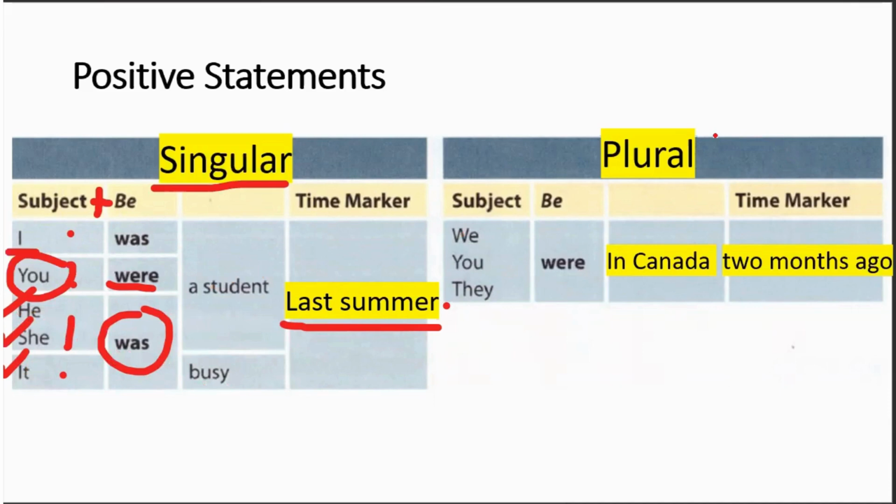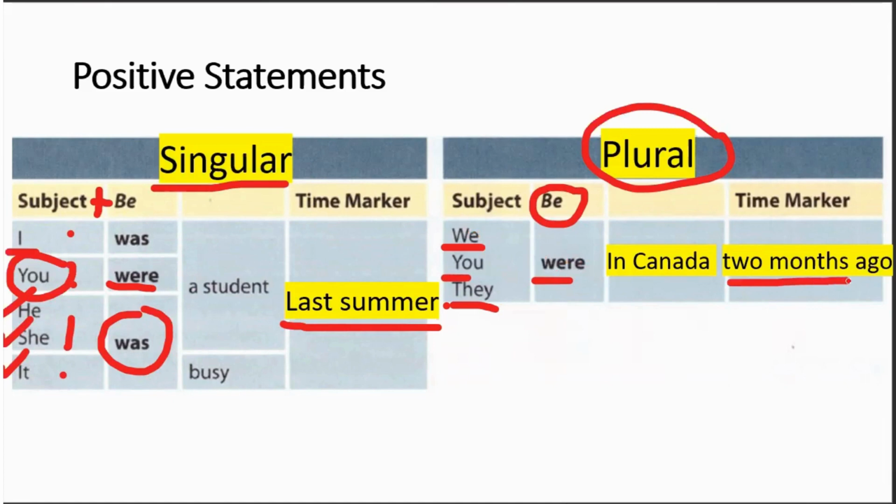Now, what we do if the subject is plural? If the subject is plural, like we, you, they, or any other plural subject, for example, my friends, people, or Fatima and I, the be form we use here for past is were. We were in Canada 2 months ago. Again, the time marker is coming in the end. You were in Canada 2 months ago. They were in Canada 2 months ago.